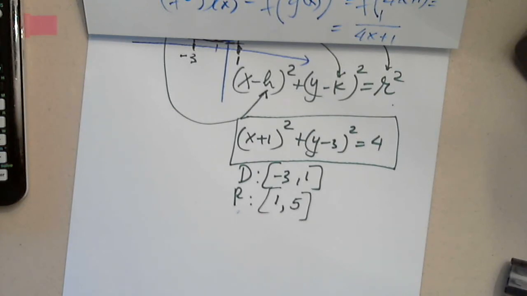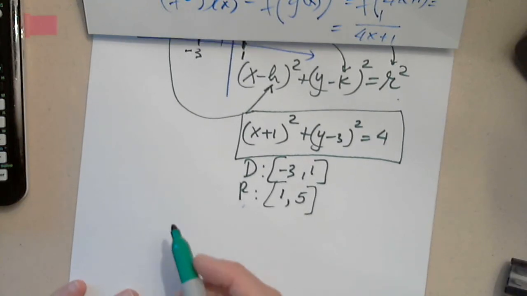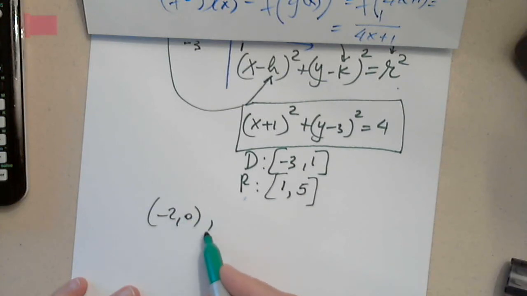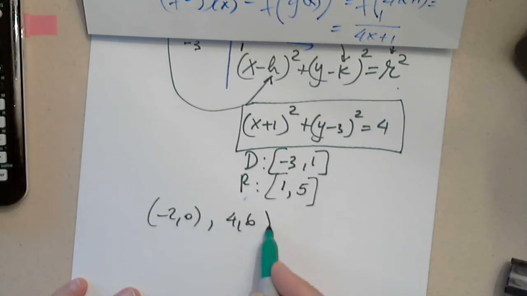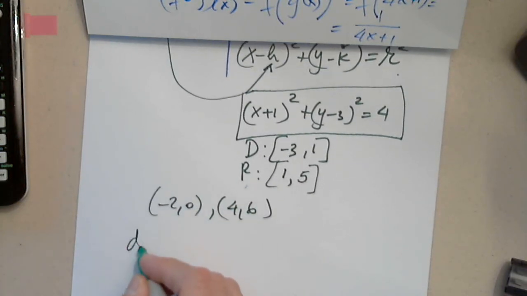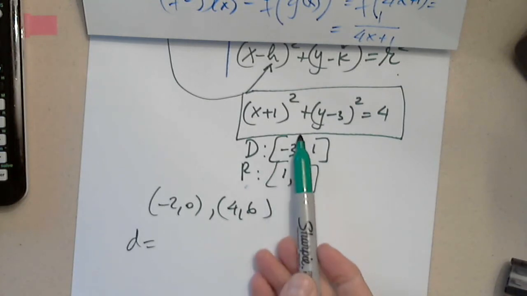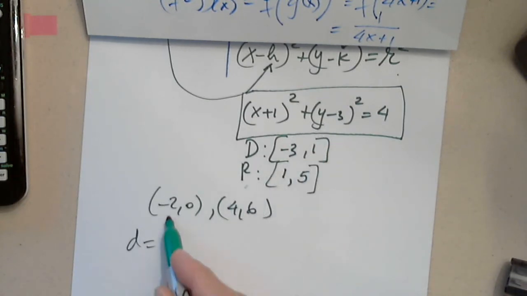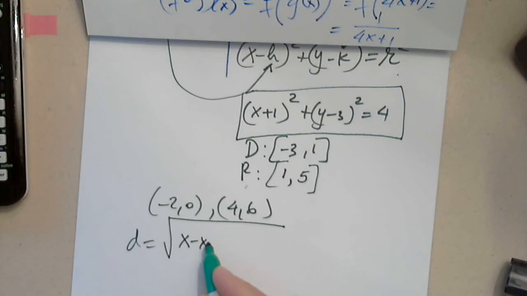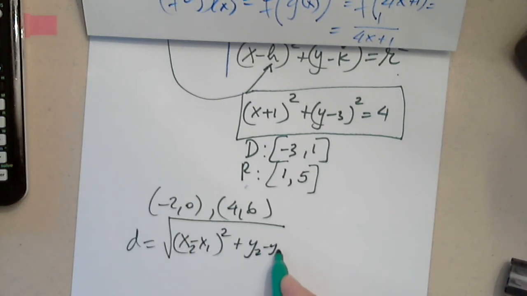Yeah. Okay, so we are given 2 points, -2, 0 and 4, 6. And we're asked to find the distance. And that's basically the same formula: the square root of x2 minus x1 everything squared plus y2 minus y1 everything squared.